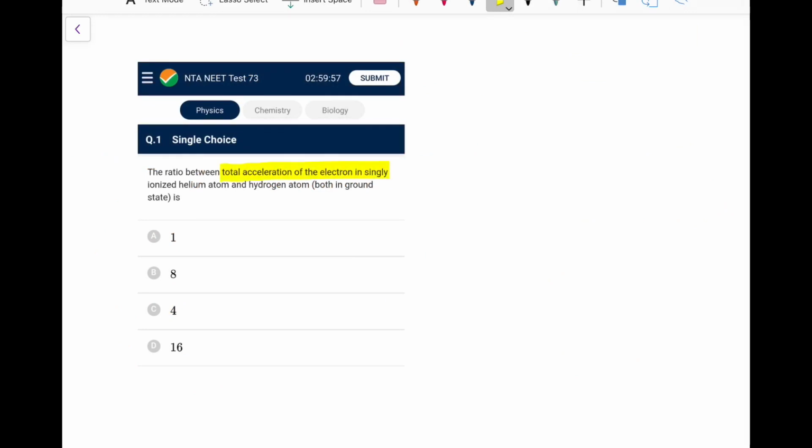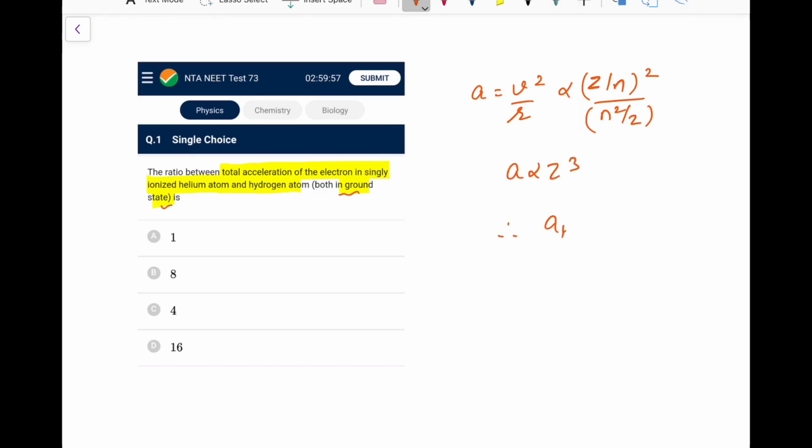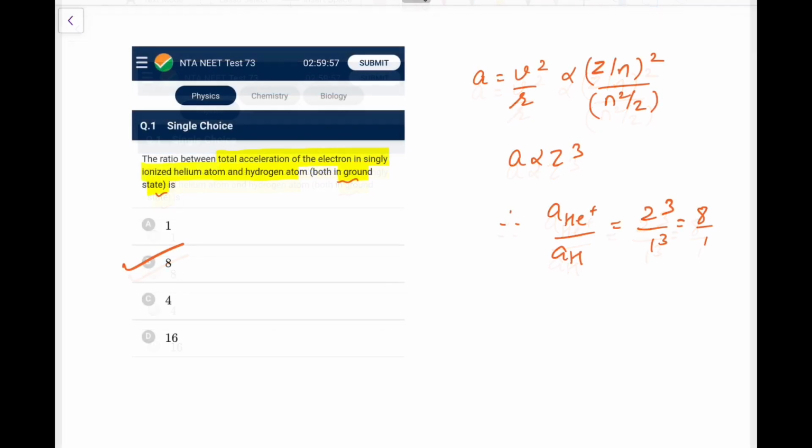The ratio between total acceleration of electron in singly ionized helium atom and hydrogen atom, both being in ground state, is? So in ground state or in any state, acceleration you know is v squared by r. If I check the proportionality, v is proportional to z by n, so this is z by n squared, and r is n squared by z. If n is same because both are in ground state, a would be proportional to z cubed. Therefore a of helium plus to a in hydrogen would be 2 cubed is to 1 cubed, that comes out as 8 is to 1. So we'll go for that option.